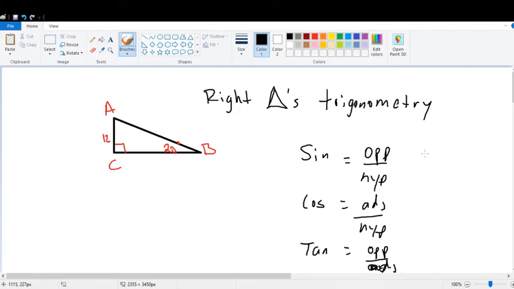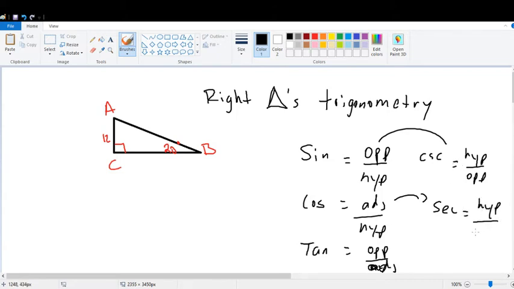The next 3 are cosecant, and that's the reciprocal of sine. So we have hypotenuse over opposite. Then we have secant, which is the reciprocal of cosine. So we have hypotenuse over adjacent. Then we have cotangent, which is the reciprocal of tangent. And that's adjacent over opposite. Keep that in mind.